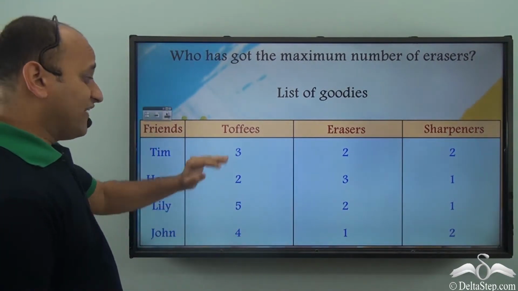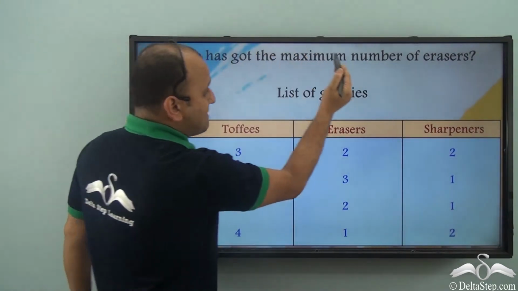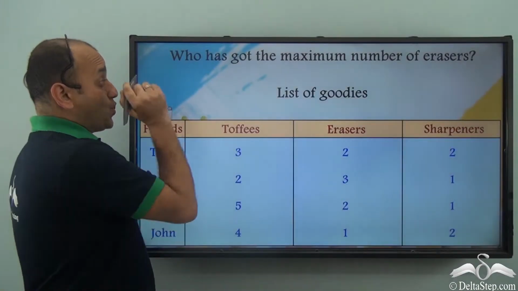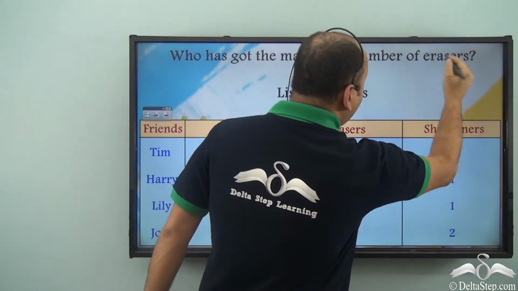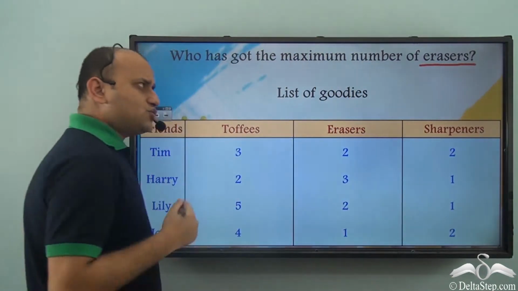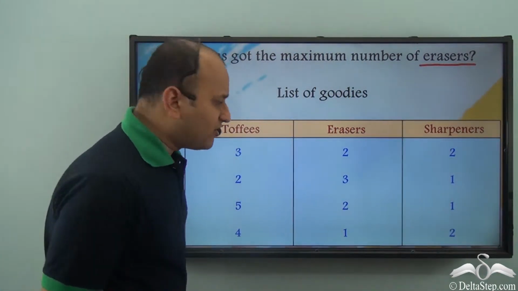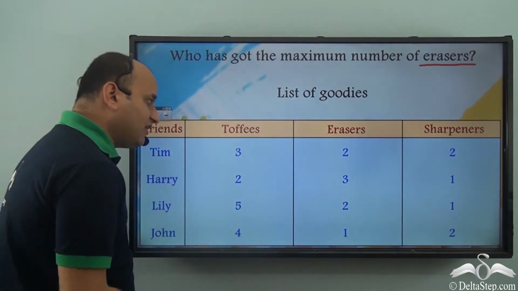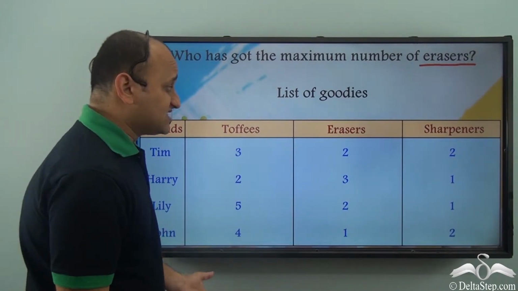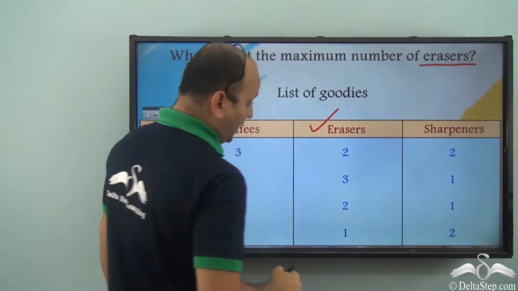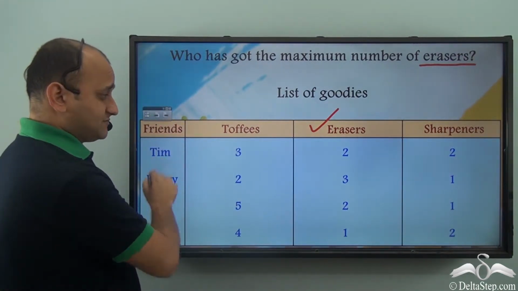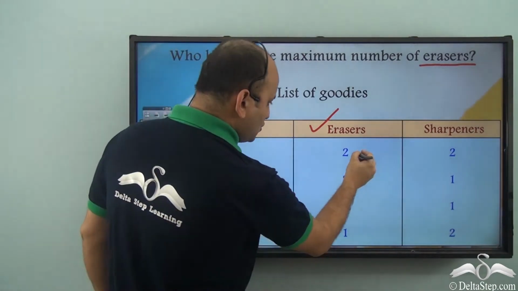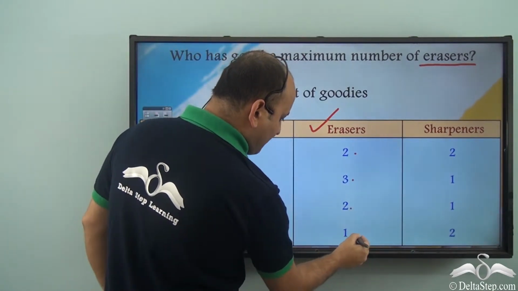Now can you find out who has got the maximum number of erasers? So can you tell me who has got the maximum number of erasers? Now to find out who got the maximum number of erasers, well, you will have to see this table, and from this table we have to find out where erasers is mentioned. Well, it's mentioned here, right? And here are the names. So in the erasers column, let's see, you have 2, you have 3, you have 2 and you have 1.